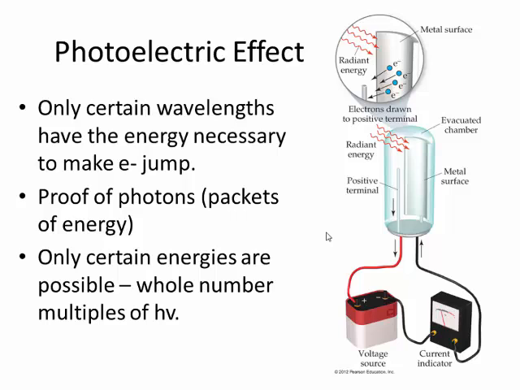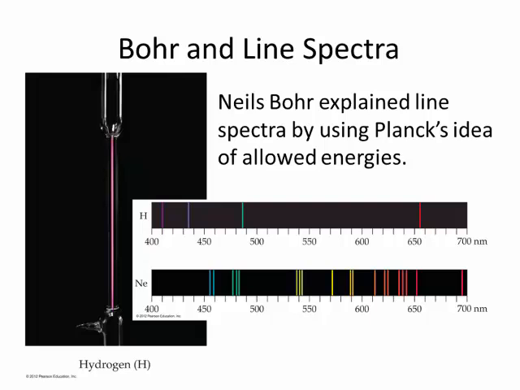And from this experiment, it was also determined that only certain energies are possible, whole number multiples of hv. So Planck was the one who discovered that, and that's where h became Planck's constant. But what it basically said is that there's only certain energies that are available, 1 times that, 2 times that, 3 times that, and nothing in between. So it was beginning this idea of quantizing energy, where only certain ones are possible.